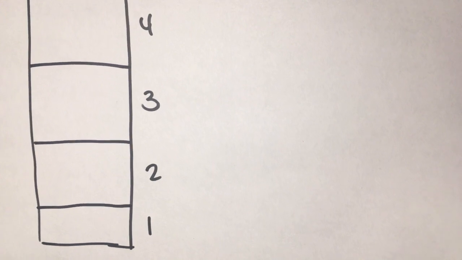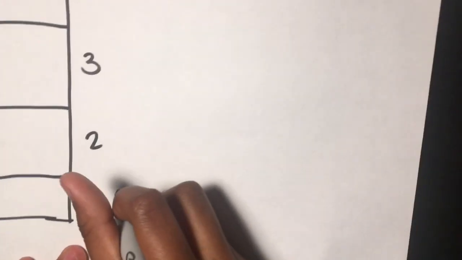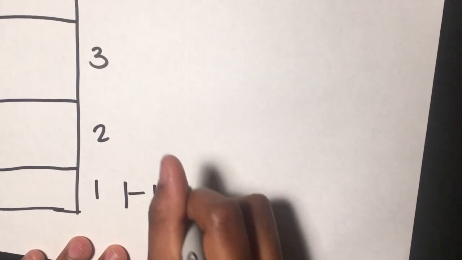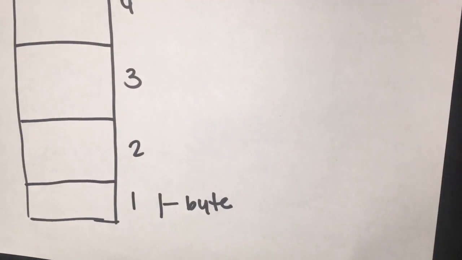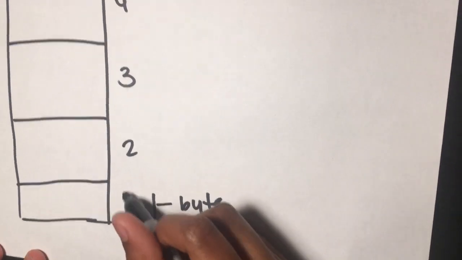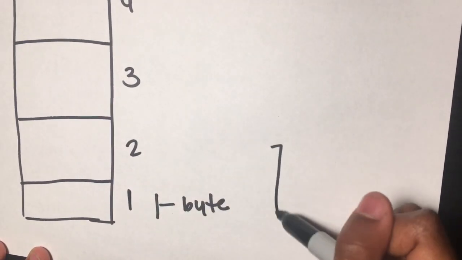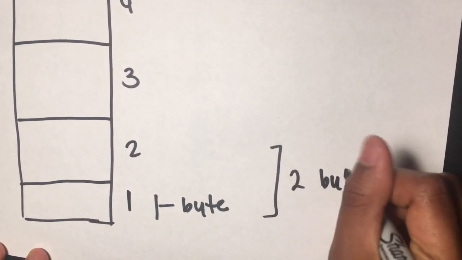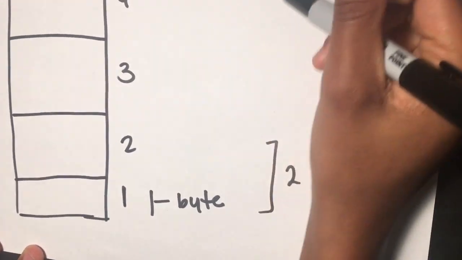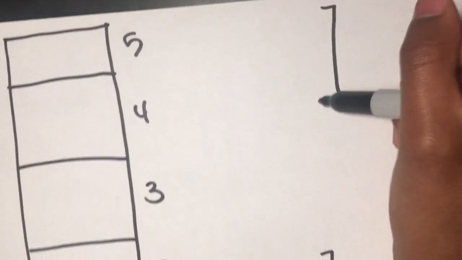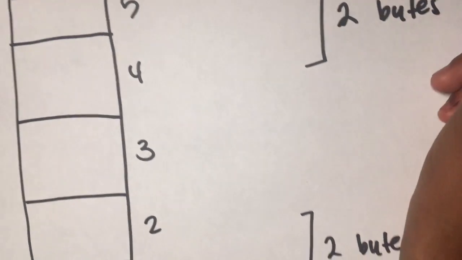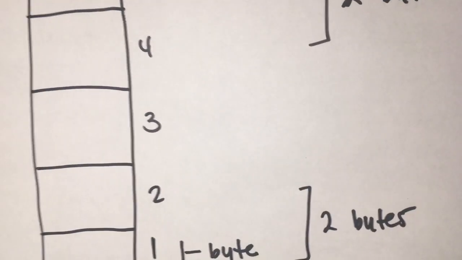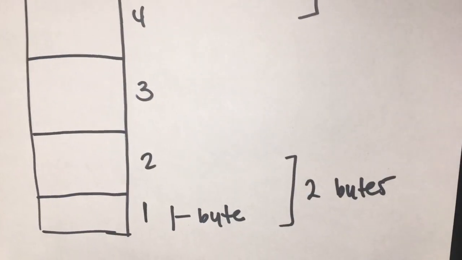And each drawer contains 8 bits or 1 byte of information. If you need to store more information than a byte, you can use the next few drawers. For example, you can use 1 and 2 to store 2 bytes, and 4 and 5 to store 2 bytes. That's how you store things in a computer.